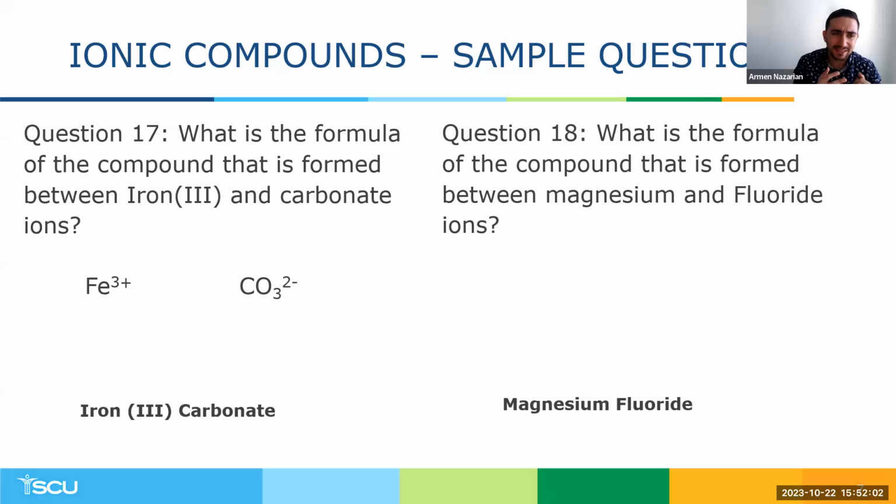Why does it say iron 3? Why is the charge specified? Because iron is a transition metal, and some transition metals are capable of having multiple charges. Iron can have a 3+ charge or a 2+ charge, ferric or ferrous ion. So it's important that if you're dealing with a transition metal capable of having more than one charge, you have to specify what the charge is, otherwise it's going to be ambiguous.